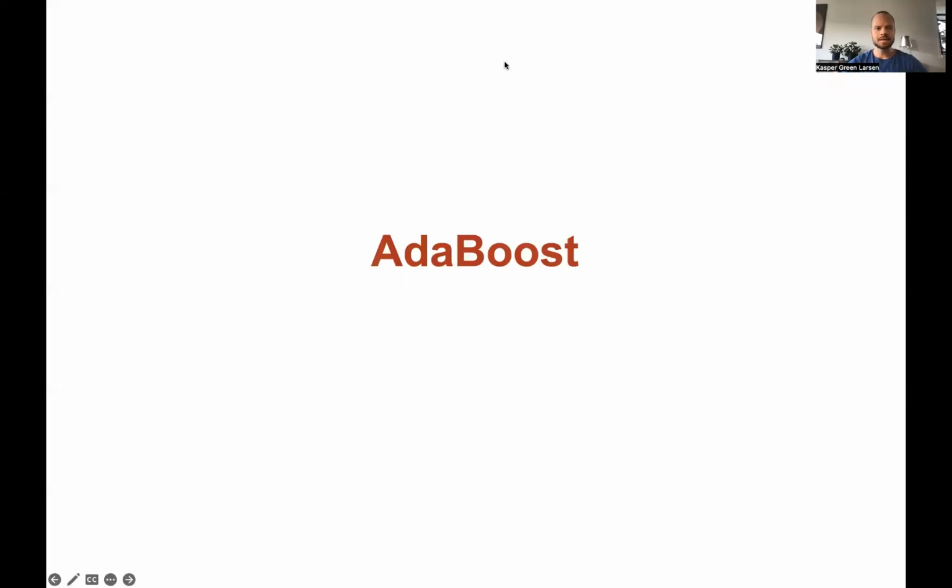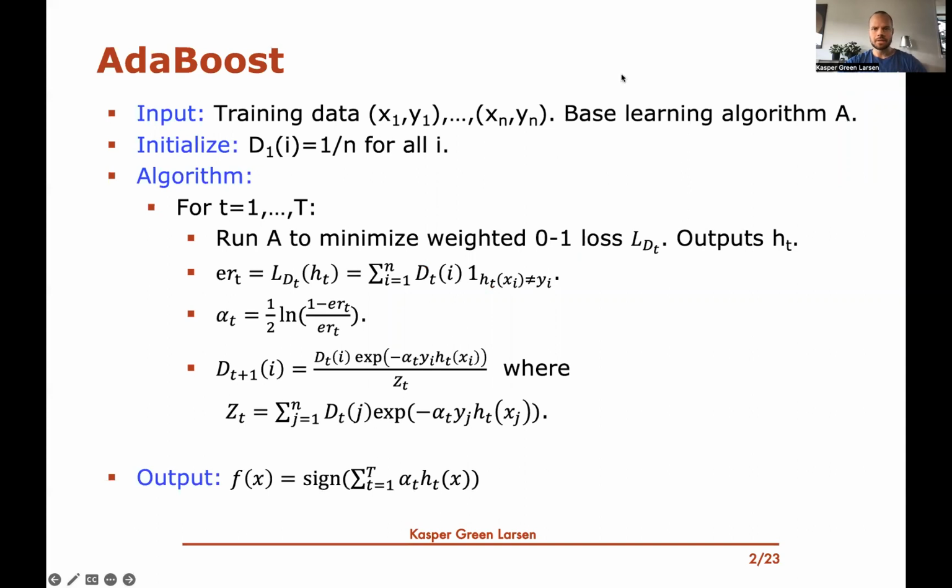Hi, and welcome to this second video on the AdaBoost algorithm. So in the previous video, we saw this AdaBoost algorithm following this template here. We're going to have a training data set of n training examples, x1 to xn, with labels y1 to yn, binary classification, so labels -1 and +1.